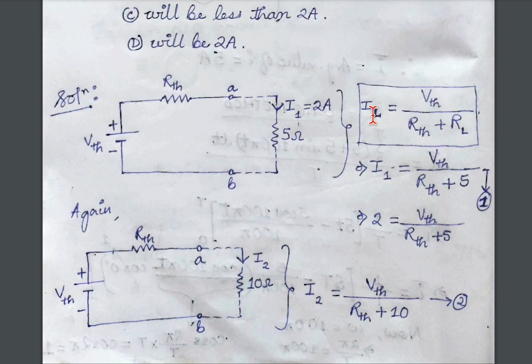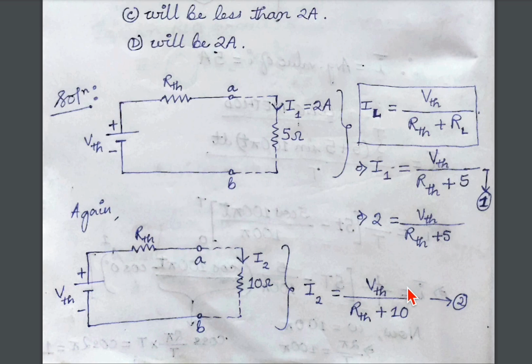This was the main formula. In the first circuit, we substituted the values and named the equation 1. Similarly, in the second circuit, we will substitute the values and name the equation 2. We substituted the IL value, which is I2 here, and the RL value, which is 10 ohm here. Okay, now we have two equations, 1 and 2. We will compare both the equations in order to have our answer.